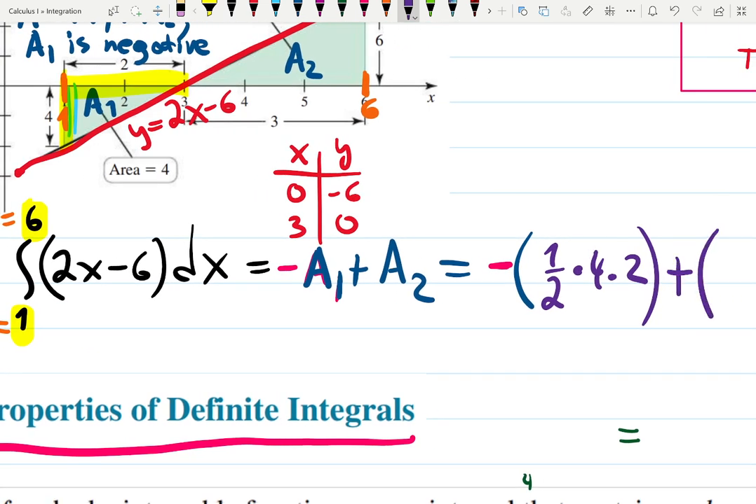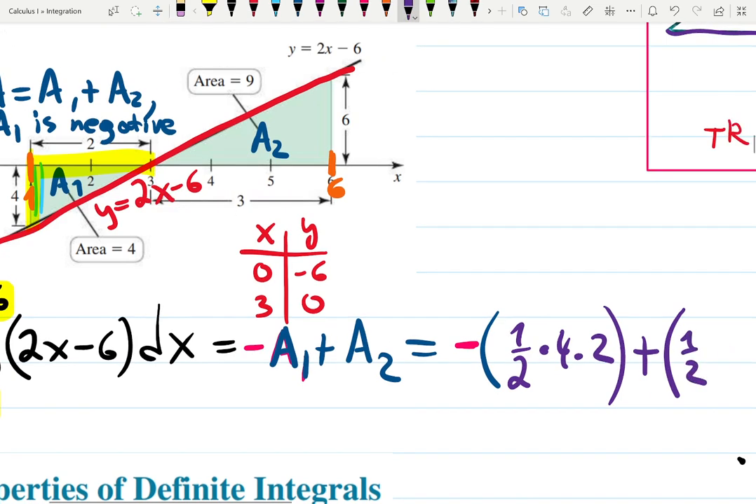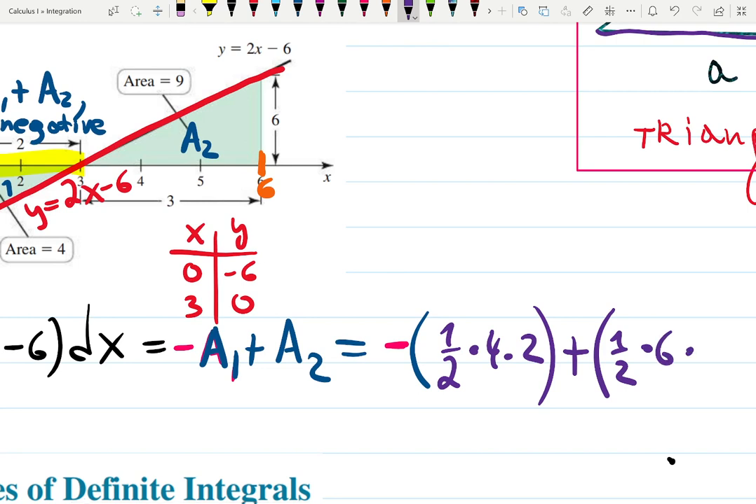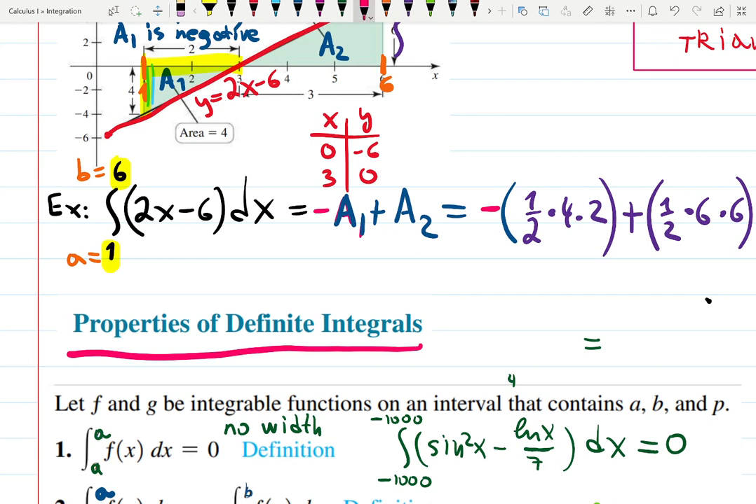Plus, and then the second triangle is over here. The width is from 3 to 6. That is 6. So 1/2 times 6. And the height is from 0 to 6. 6. And you have 4 and 9. But remember that the one below the graph is negative, so it becomes negative 4 plus 9. And the answer is 5.